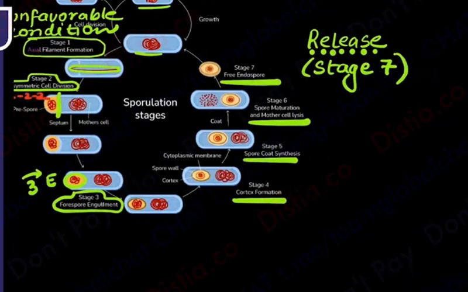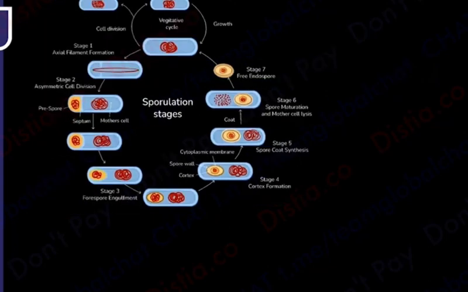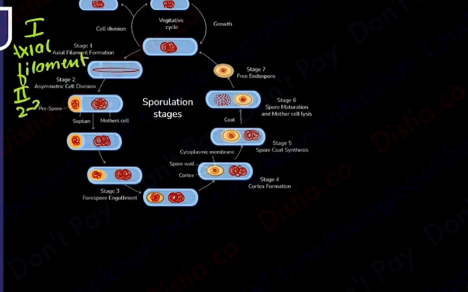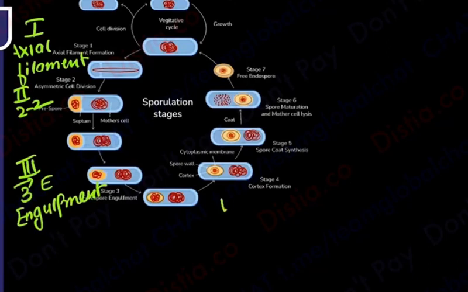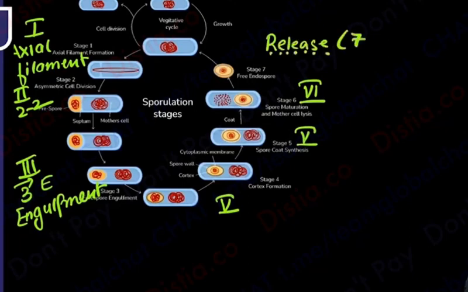So let's do a recap of this once again. Stage 1 is going to be A alphabet, axial filament formation. Stage 2, you have two parts. One is the spore wala part, one is the bacteria wala part. In stage 3, you will invert the 3, you will get engulfment. You are going to engulf the spore. In stage 4, 5 and 6, you are just going to mature it. And in stage 7, you will release it.